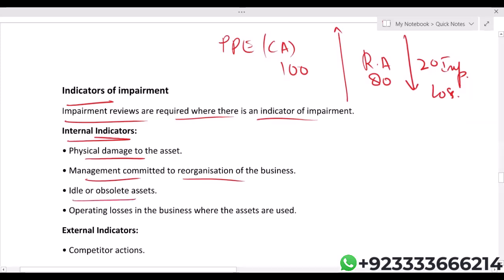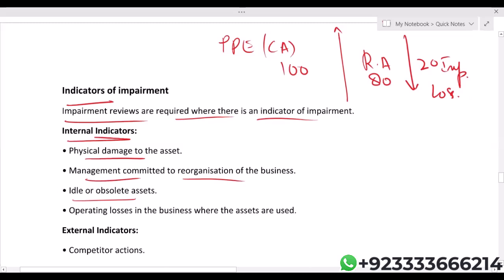Idle or obsolete asset. If your asset is not working at the same capacity which it was working earlier. Let's say earlier your asset was working normally at 80% of its capacity. Now most of the time your asset is working just 60%, 50% of the capacity. So that is again an indicator of impairment loss.